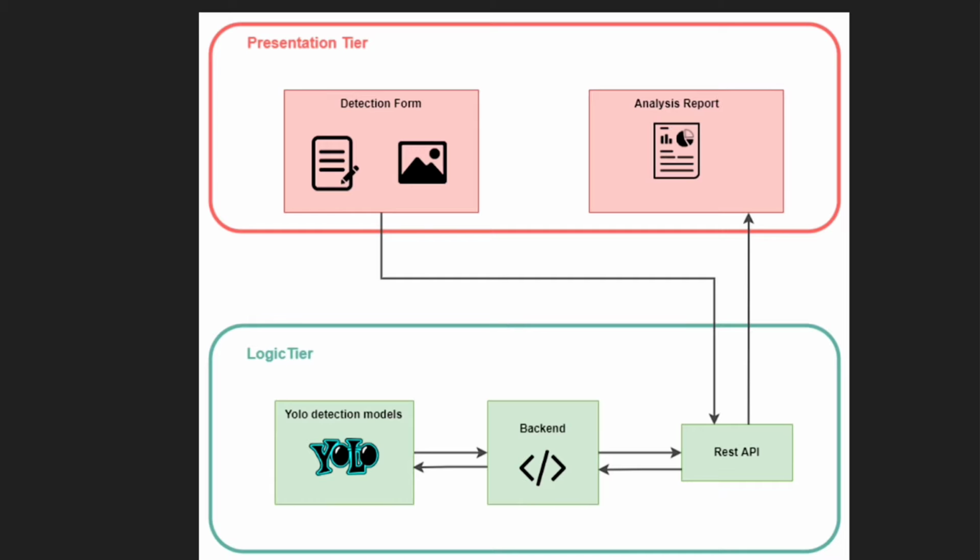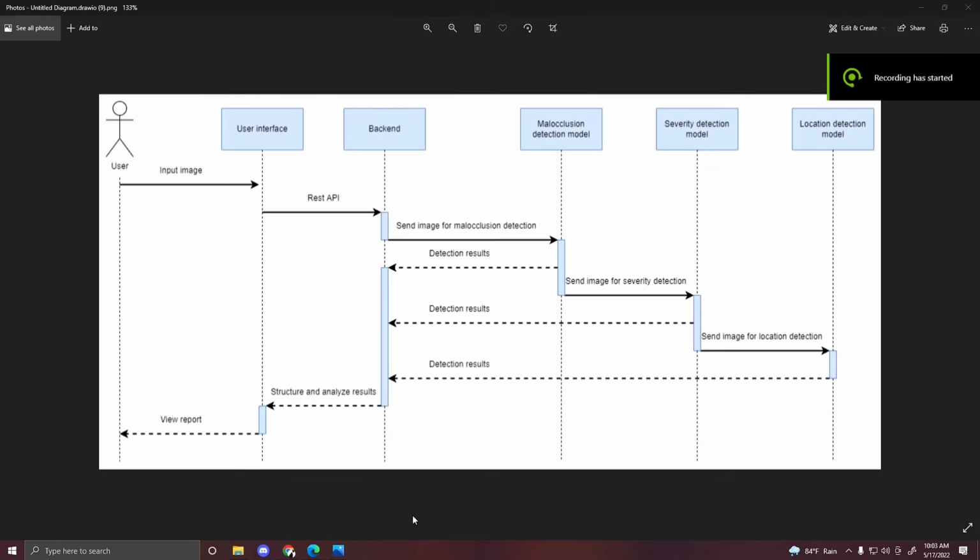Under the detection models, certain information will be created from the image that we have entered, and with that information, the data will be transferred from the backend to the presentation tier by the REST API. Then the newly detected data will be used in an analysis, and will be presented to the user as a detection report. Now we will take a look at the sequence diagram.